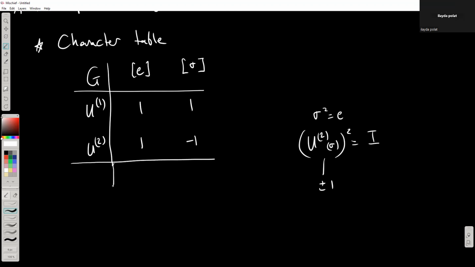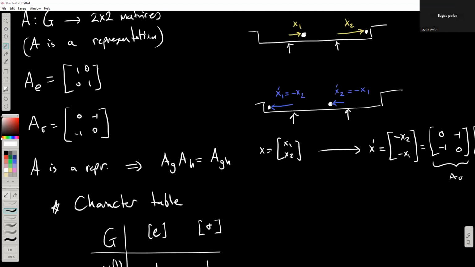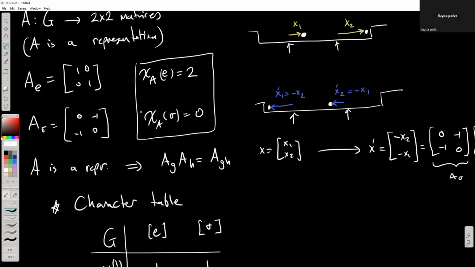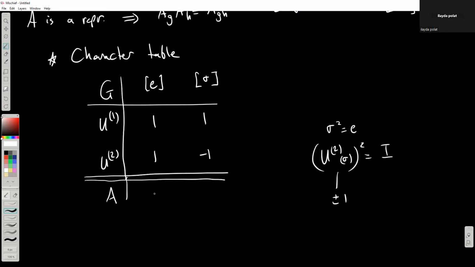Okay. What I usually do in here, I mean, that's the character table, I also write down the characters of my representation. So in here, for example, the character of identity is equal to the trace of identity, that's equal to 2. And the character of sigma is again the trace of that matrix, which is equal to 0. So these are the characters. I'm just going to leave that there. So that's 2 and 0.